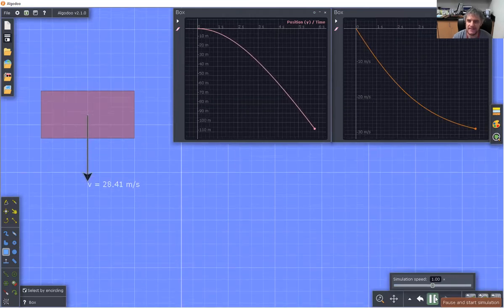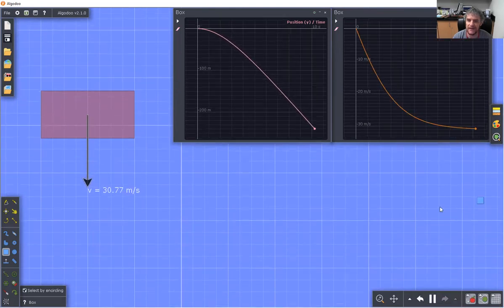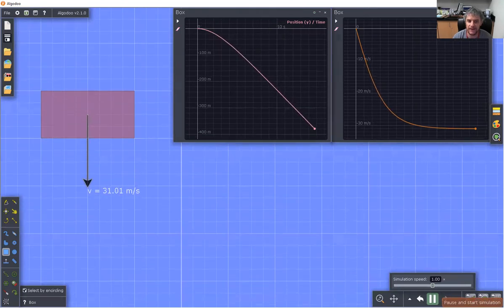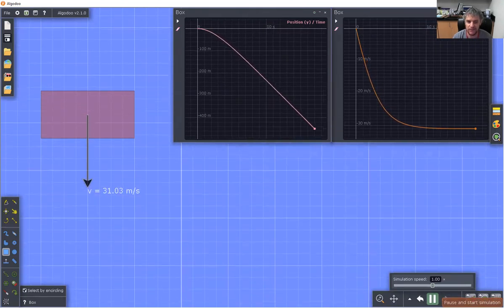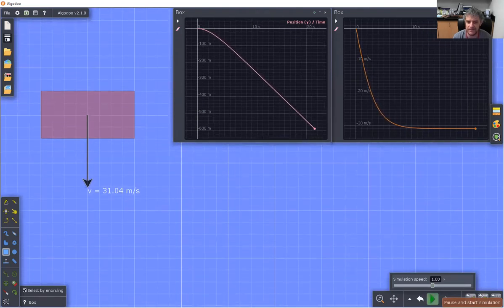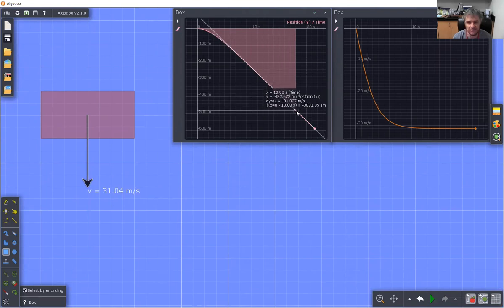So the object will fall, and it'll keep falling. Notice that its acceleration is decreasing because the slope over here is decreasing, and eventually the object will be falling at a pretty constant rate. In this case, we'll reach terminal velocity at about 31 meters per second, a little more than that. So right here, we got 31.04 meters per second. Notice that our parabola that we expect on a distance time graph for accelerated motion then becomes linear. Once it's linear, you're traveling at constant speed. We should know that at this point.